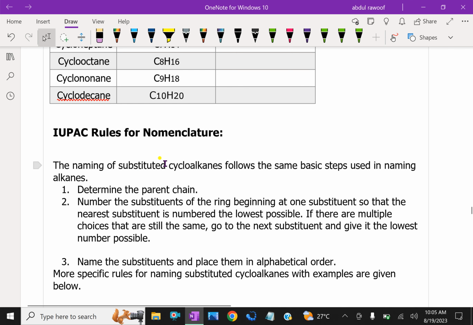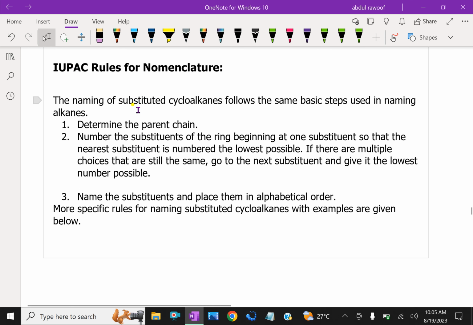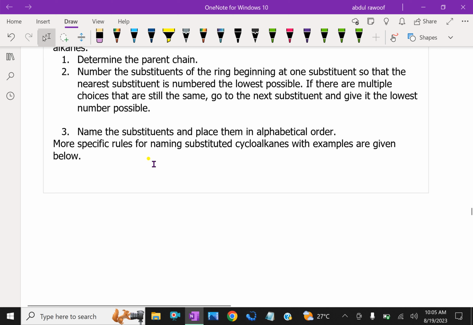Now, IUPAC rules for nomenclature of cycloalkanes. The naming of substituted cycloalkanes follows the same basic steps used in naming alkanes. Already we discussed: determine the parent chain, number the substituents in the ring beginning at one substituent so that the nearest substituent is numbered the lowest possible. If there are multiple choices that are still the same, go to the next substituent and give it the lowest number possible. Name the substituents and place them in alphabetical order. More specific rules for naming substituted cycloalkanes with examples are given below.